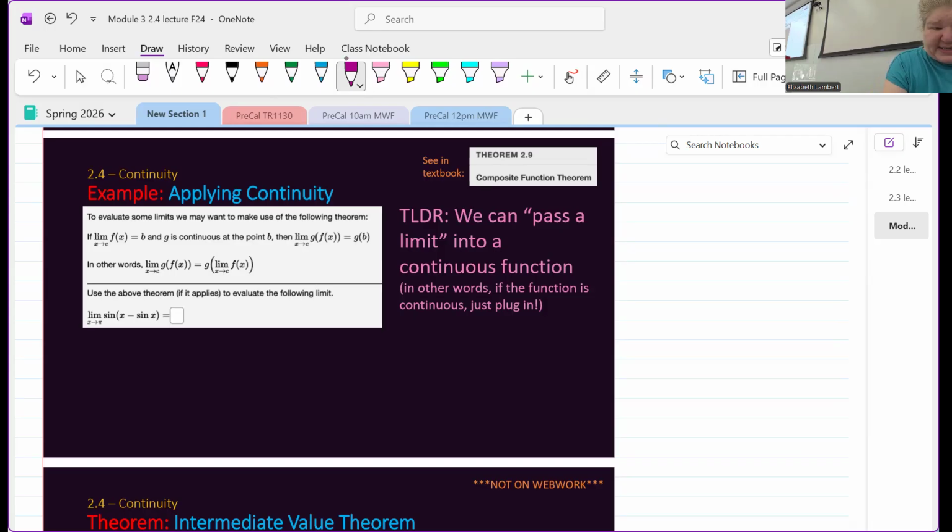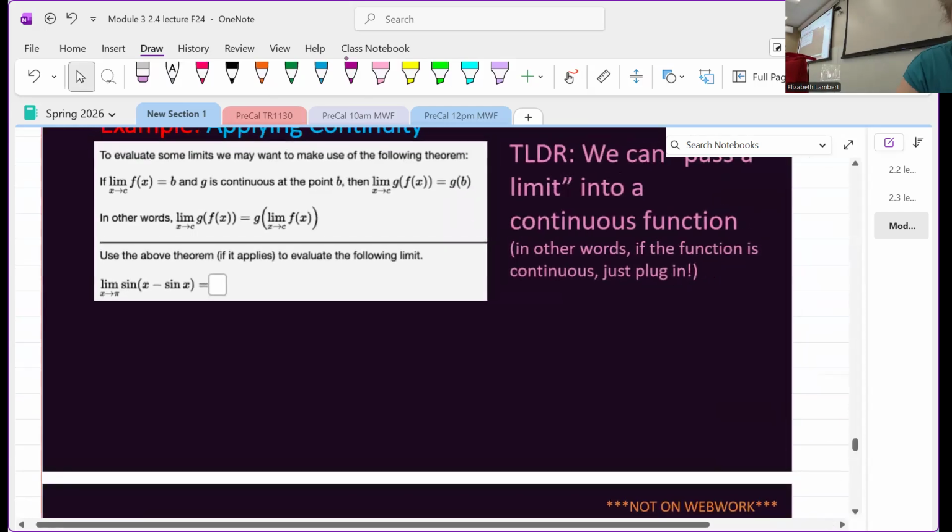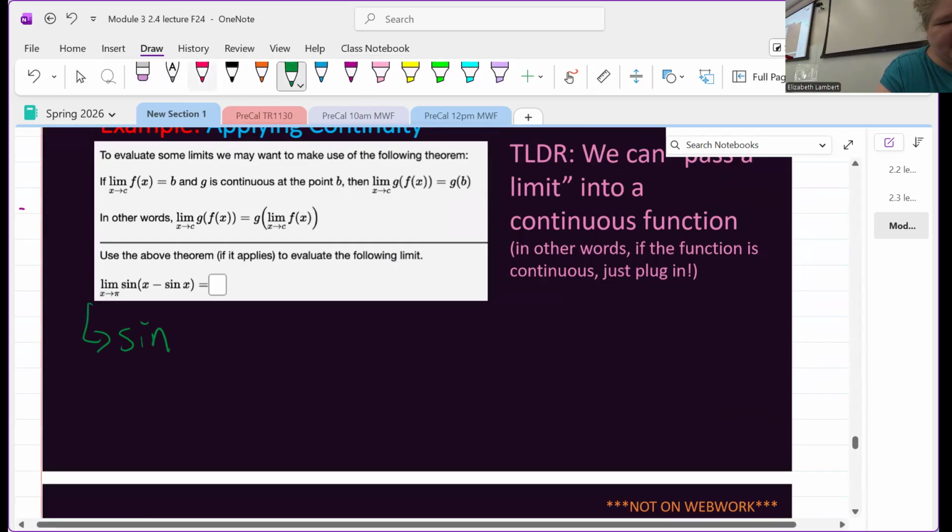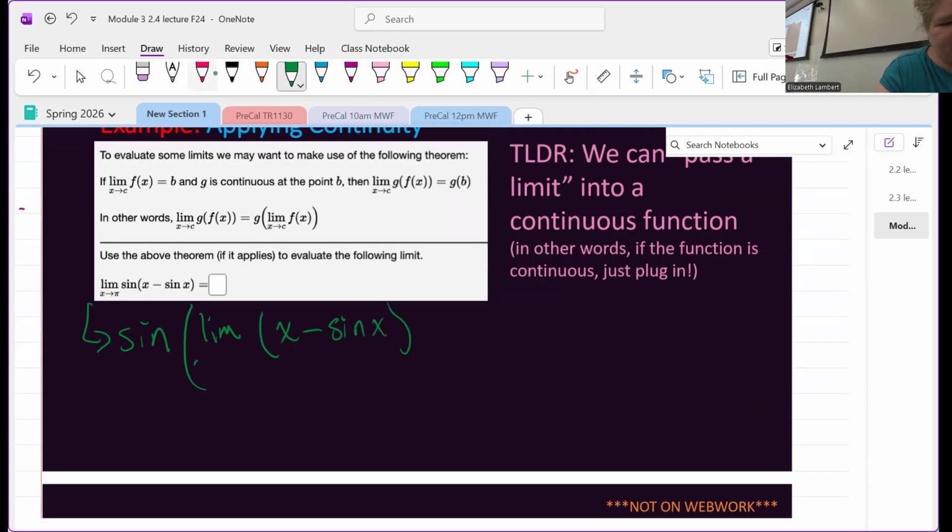So when we're evaluating something weird like this, the limit as x is approaching pi of the sine of x minus sine of x, we can just shove the limit inside, calculate inside, and then backtrack what happens outside, the sine of that result. So this is going to be the same as the sine of the limit of that whole crazy mess. And now we can just pass in that limit as x approaches pi. We can just plug pi in. So pi minus the sine of pi.